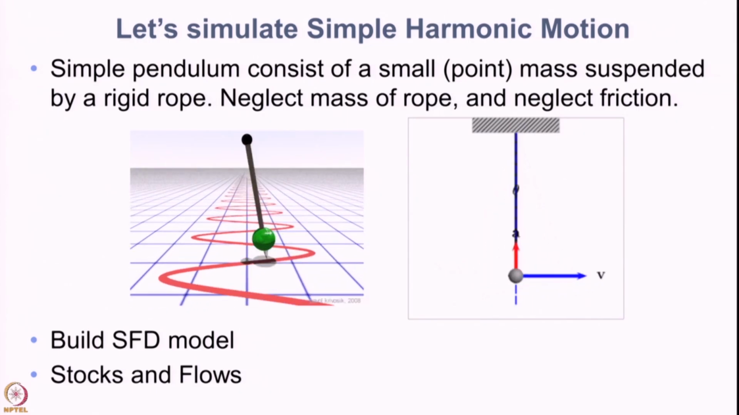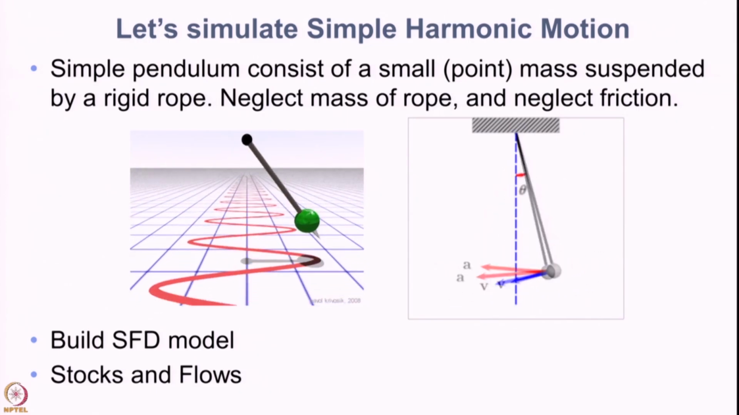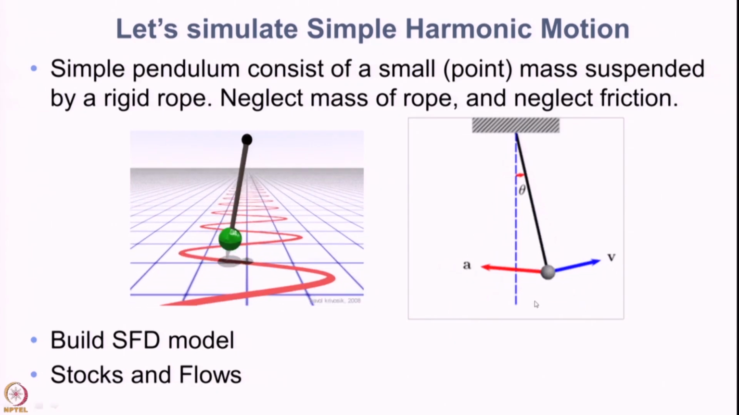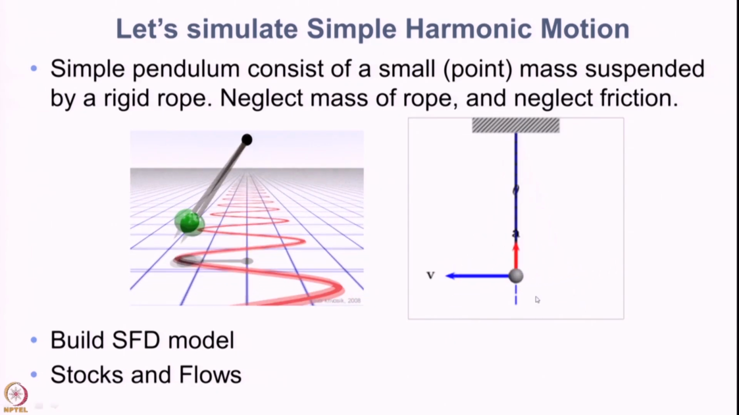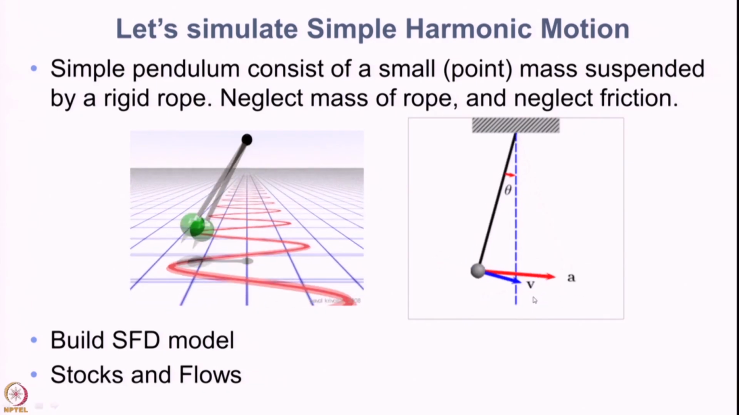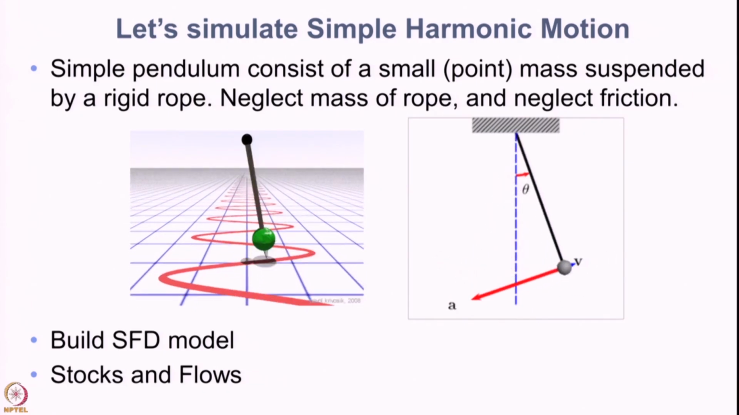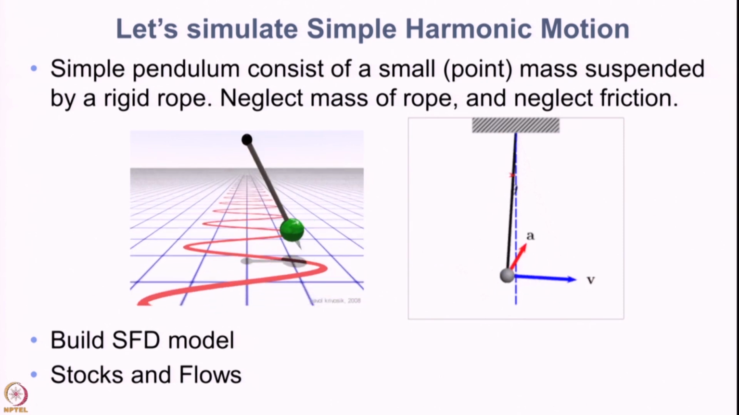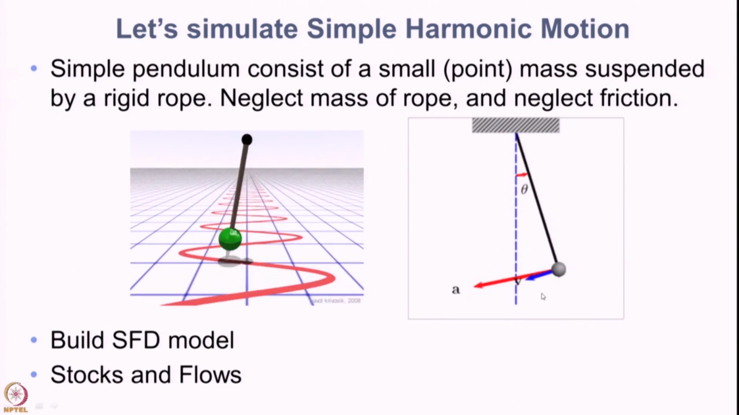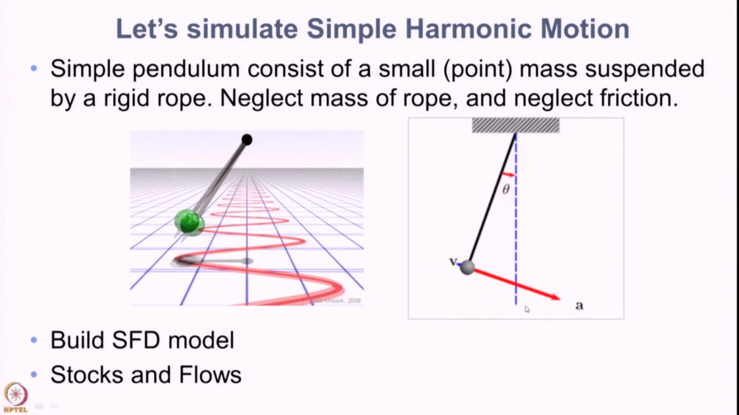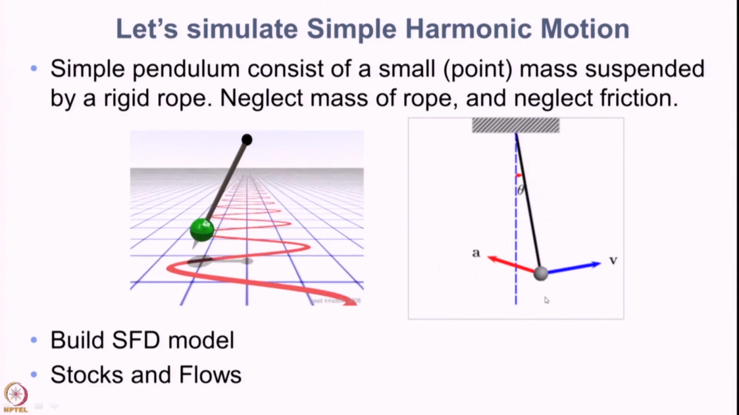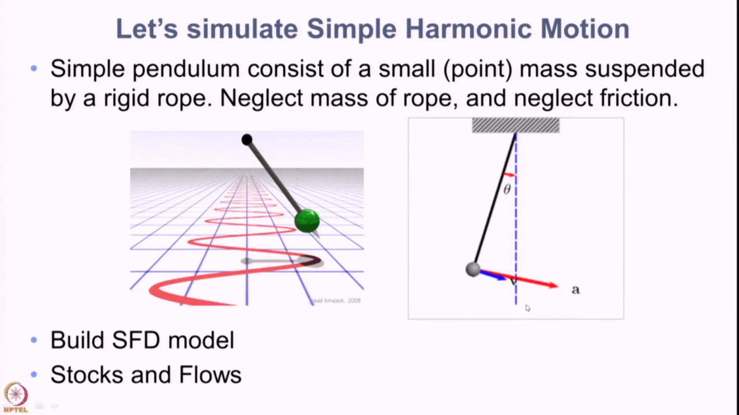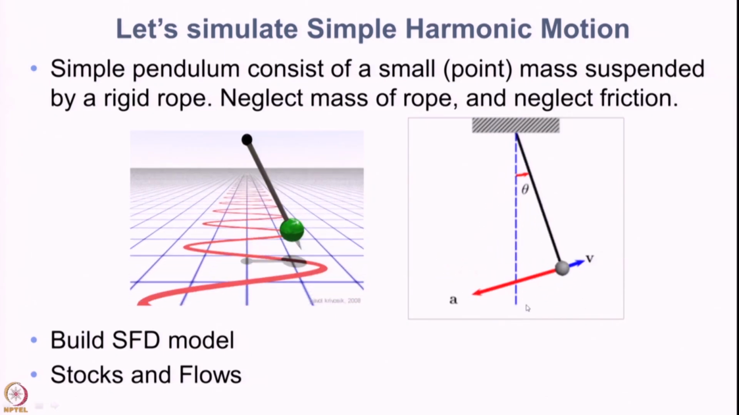Now, what else happens in the pendulum? You can see from the right side figure that we have two arrows, one is a blue arrow and the other is a red arrow. The blue arrow represents the velocity of the pendulum and the red arrow represents the direction of acceleration on the pendulum. We will come back to that in a minute.